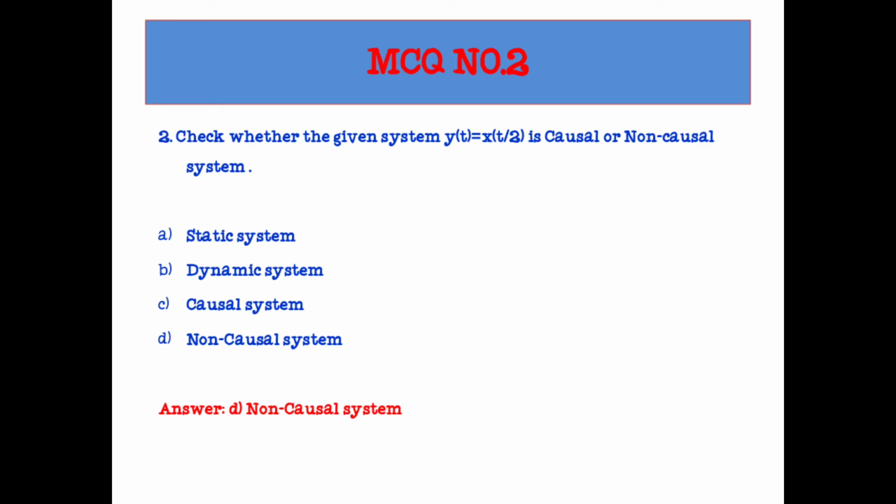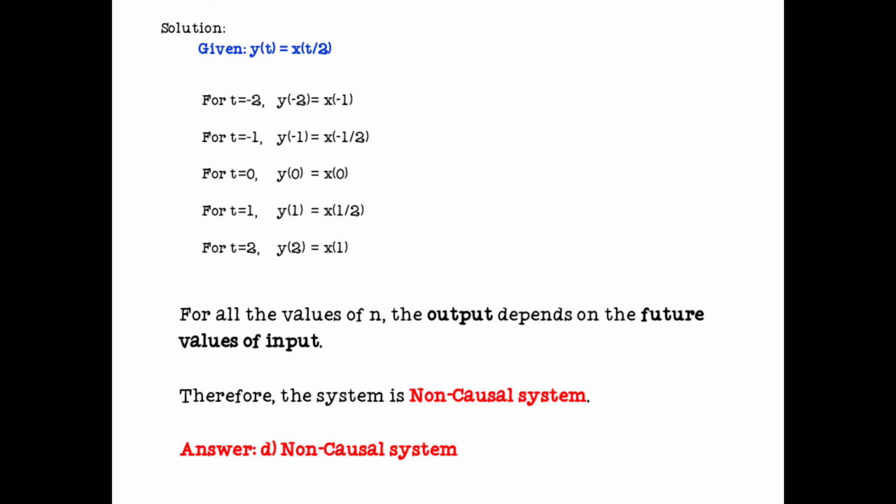Check whether the given system y of t equal to x of t by 2 is causal or non-causal. The answer is non-causal system. Let me explain how. So y of t equal to x of t by 2. So substitute for different values of t, negative values, positive values and 0.